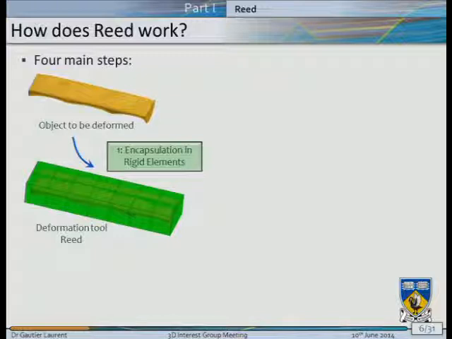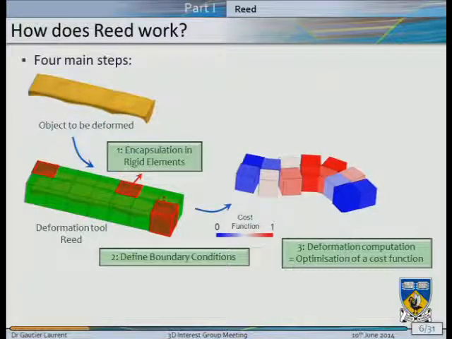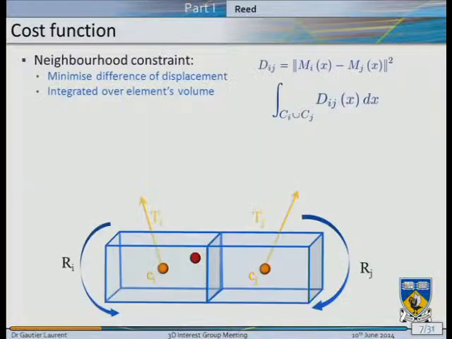So we encapsulate this in larger scale elements, which are rigid elements. We put some boundary conditions: this one spins, this one is blocked, this one translates. Okay? And we get little deformations like that by trying to minimize the cost function. I will explain later what it does. And then you just have to apply the displacement interpolation when you find it is good enough to your initial geometry. So you only pay the price for details in the end.